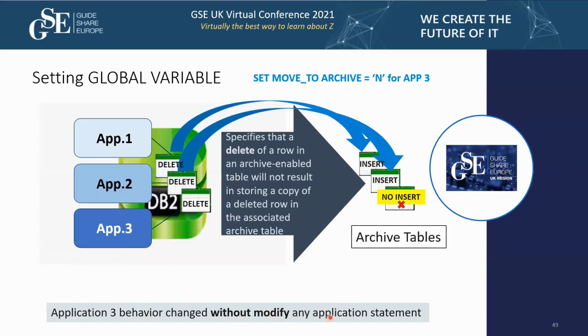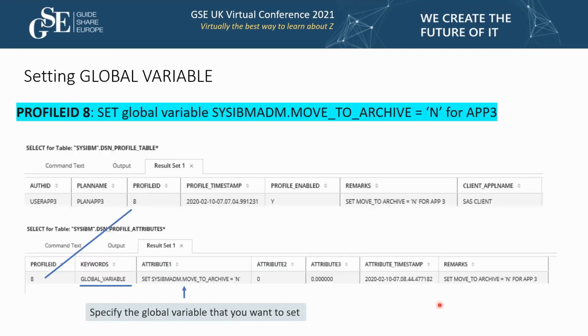So without modifying anything, and nothing in the application statements as well, you can realize this using a new DB2 profile. So profile ID number 8. We want to set this global variable SYSIBMADM.MOVE_TO_ARCHIVE equal to no for a specific application, and that will be my application 3. So in the profile table, profile ID number 8, and my workload filter is the authorization ID and the plan name, and also the client application name as well.